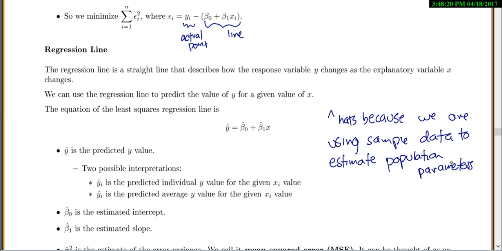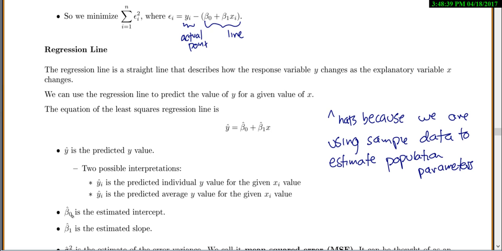Sample data to estimate our population parameters. So that's why everything has a hat on it. So y hat is our predicted y value. There are two ways you can interpret this, both are correct. You can say that y hat i is the predicted individual y value for your specific x value, or you can say it's the predicted average y value for your given x value. Either way, you get the same thing.